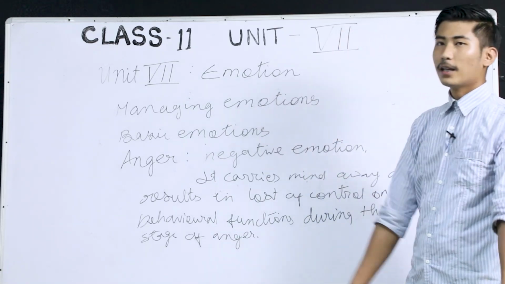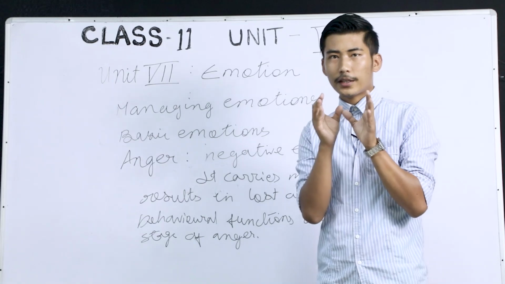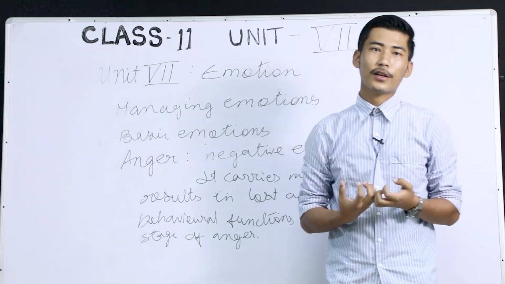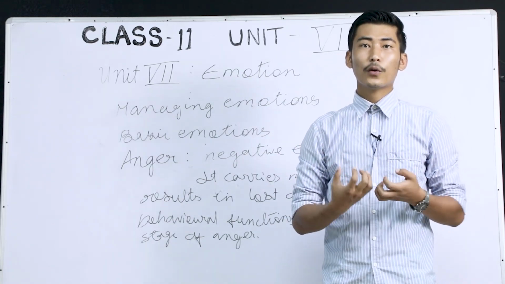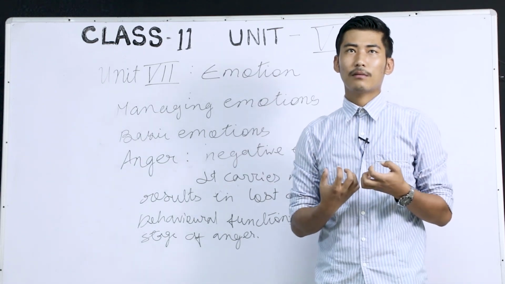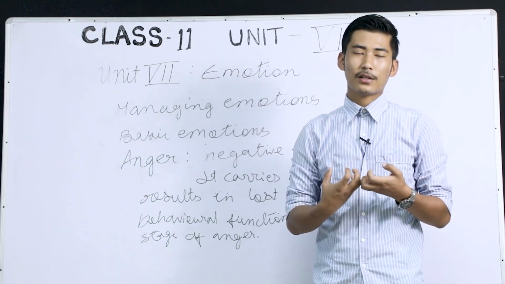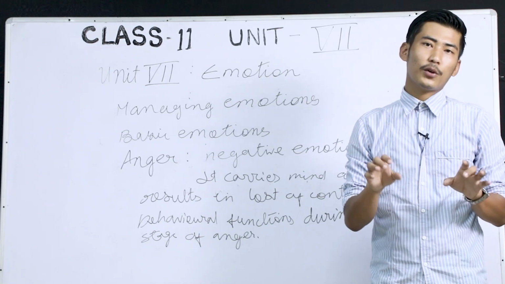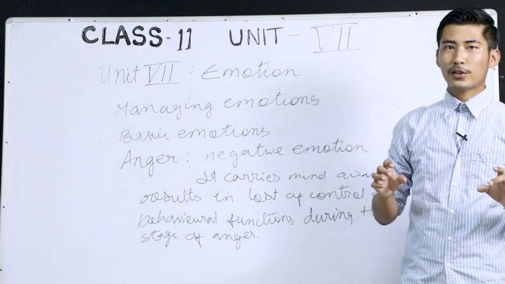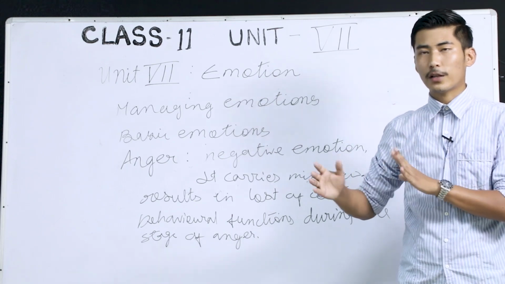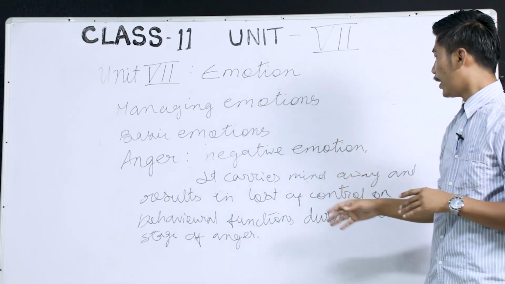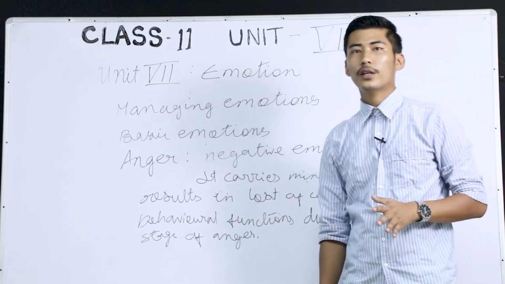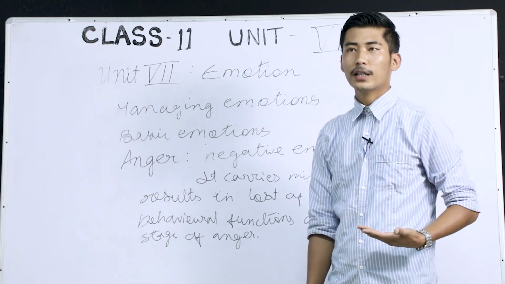So what does it basically mean that it carries away? It carries away your perception of something. For an example, if you are angry at your friend, then your relationship with the friend gets distracted, or especially it gets restrained or strengthened. So it puts you in a very difficult position to control the relationship or to have a very happy relationship with that friend. So basically, anger is carrying your mind away and resulting in loss of control on behavioral functions.